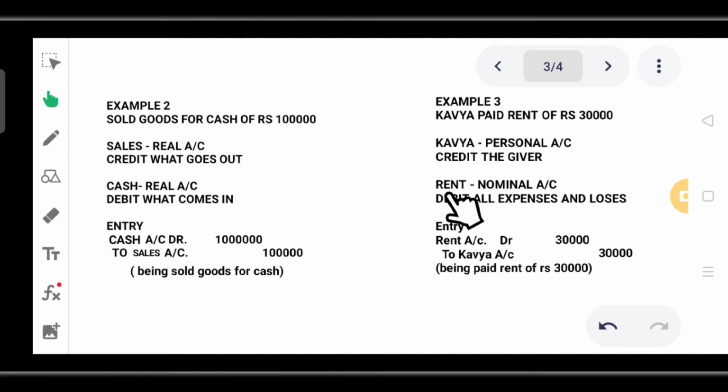It is an expense. So according to our rule, Kavya is a personal account. The rule of personal account is debit the receiver, credit the giver. Kavya, what is she doing? Paying the rent. She is a giver. So it is a credit. And nominal account rule is debit all expenses and losses, credit all incomes and gains. So rent is an expense for us. So what we have to do? Debit all expenses. So rent should be debited. So the entry will be rent account debtor 30,000 to Kavya account 30,000, being paid rent of rupees 30,000.